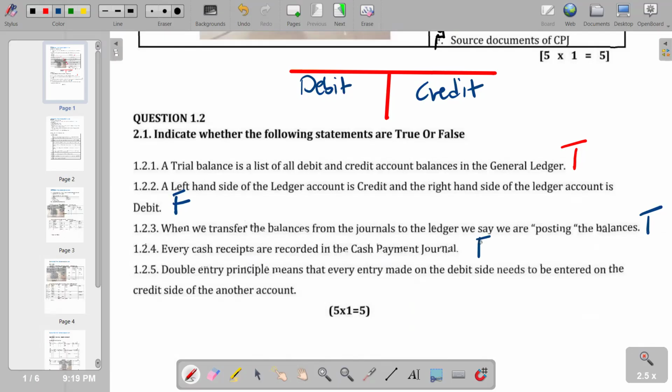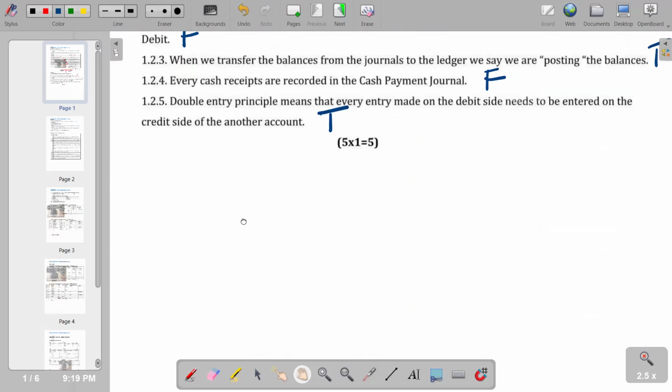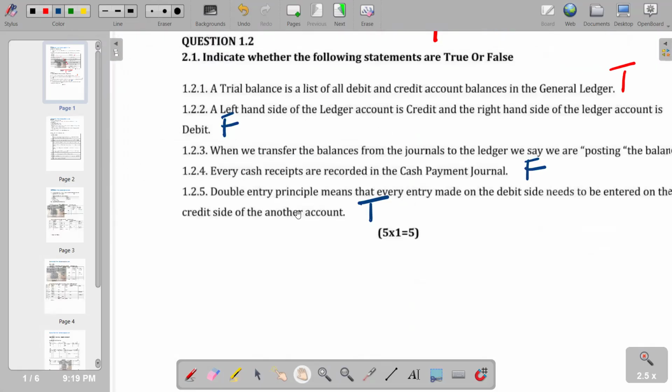Then we go to the last one. The double entry principle means that every entry made on the debit side needs to be entered on the credit side of another account, which is very correct. So this is the double entry principle. So we have true. So basically, this is what we have, guys, according to our section A of a typical question paper.